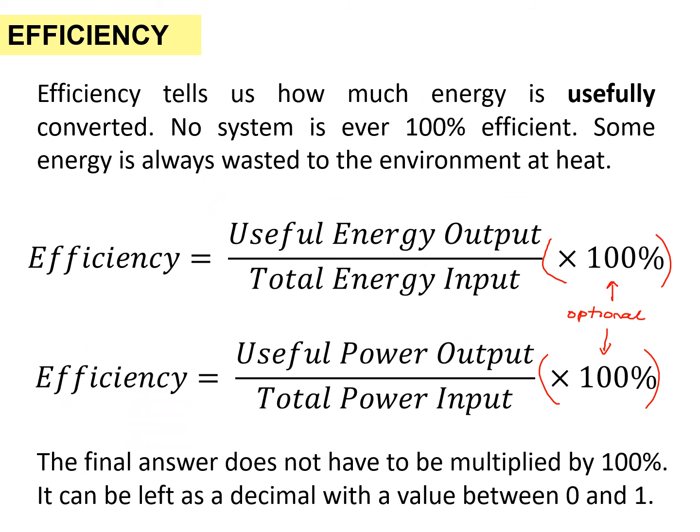Okay. So with this in mind, we can start to think about efficiency. Efficiency tells us how much energy is usefully converted. So going back to the TV here, if all of the electrical energy was converted to light and sound, then it would be 100% efficient. But some energy is wasted as heat, which makes the efficiency less than 100. Okay, you need to learn this equation. There are two equations. You can use energy output on the top and energy input on the bottom, or you can use power output on the top and power input on the bottom.